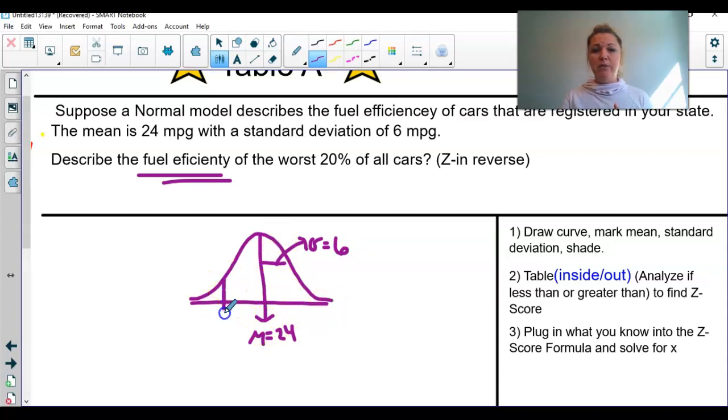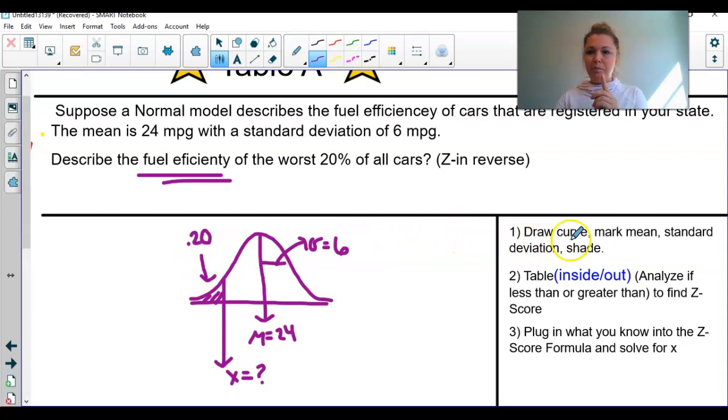Right here, we're going to just mark an arbitrary point. We don't know what observation this is. We need to figure it out. But what we do know is it describes the worst 20% of all cars. So what you notice is I changed that to a decimal. You always want to do that in these problems. I actually prefer decimals to percentages. We need to know what observation will give us 0.20. So what we're doing is we're doing Z in reverse.